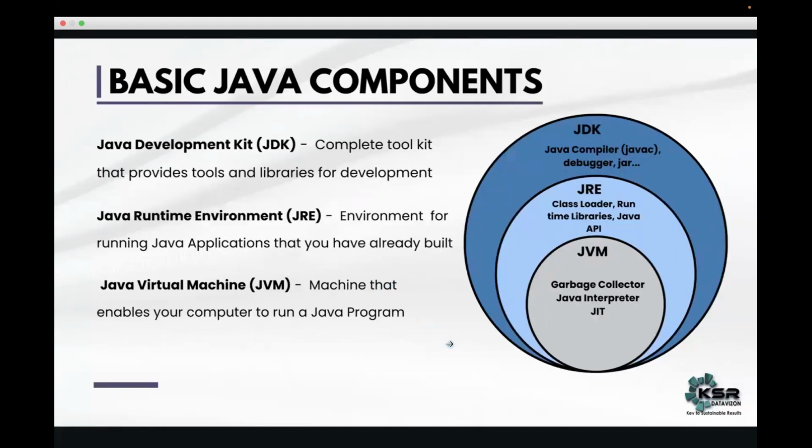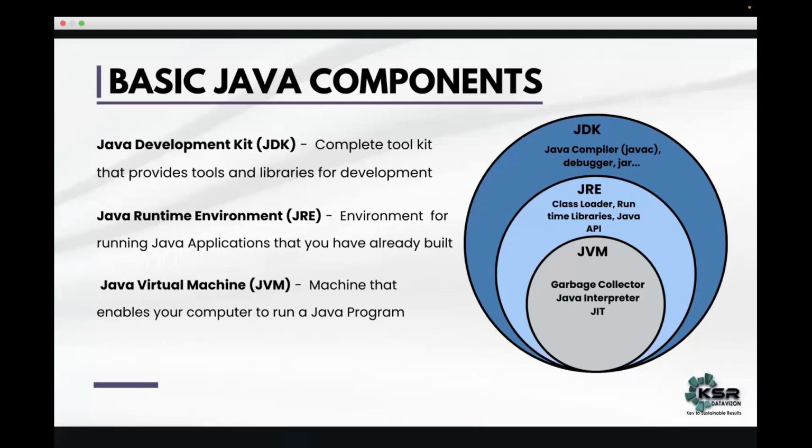Okay, first we will see what the basic Java components are. There are three components: JDK, JRE, and JVM. These three are the components that people mostly confuse, and you might get caught on them in an interview also. So please listen to this carefully. JDK, think of this as a complete toolkit that provides tools and libraries for your development and for running Java applications. It is a complete toolkit.